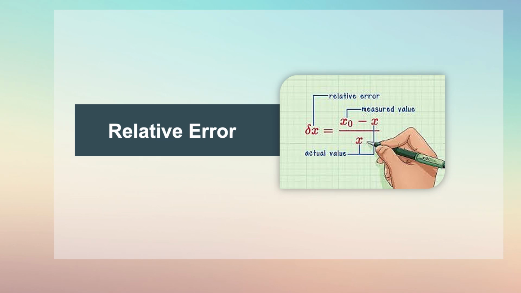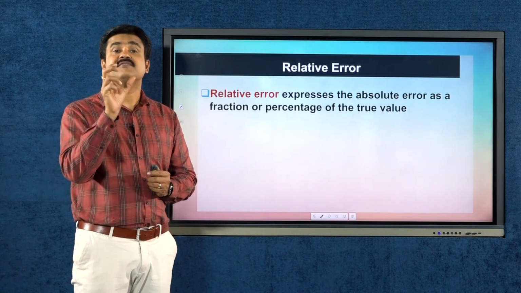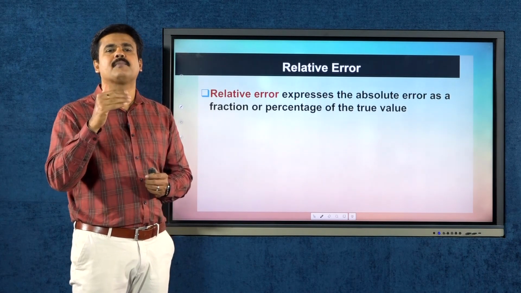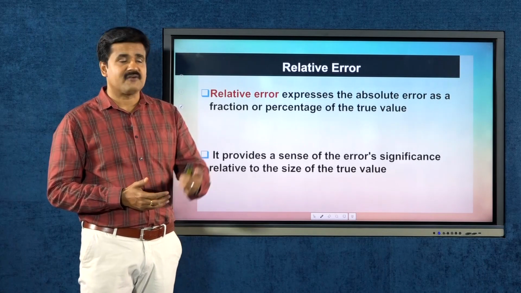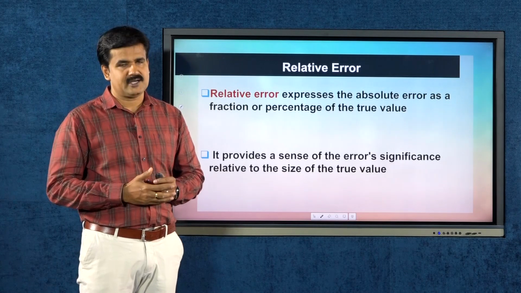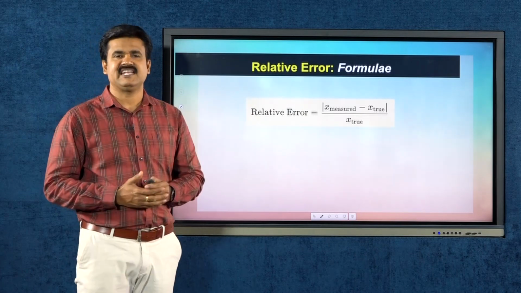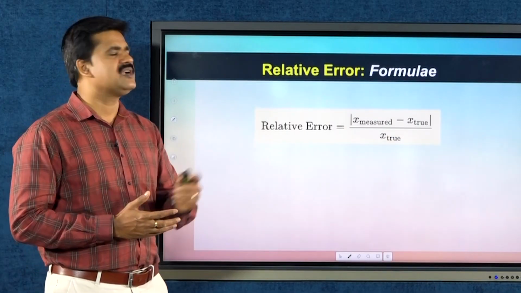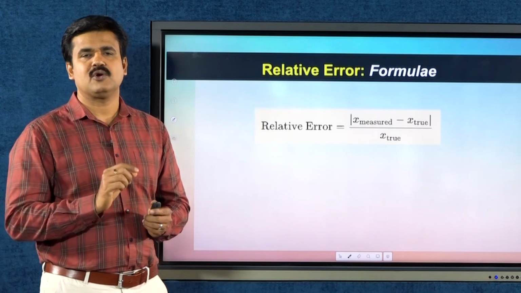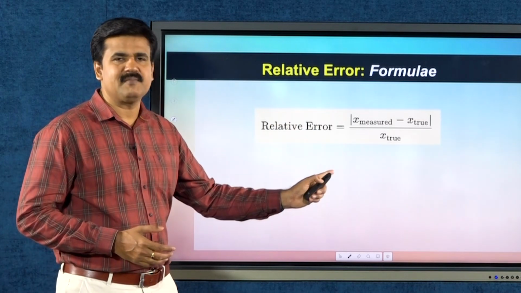Moving on to the next concept, another method to express accuracy, which is nothing but relative error. Relative error expresses the absolute error, that is the difference between observed and actual value, as fractions or percentages of the true value. It provides a sense of the error's significance relative to the size of the true value. Now, the relative error is represented mathematically like this: modulus of x measured minus x true divided by true value. You know the numerator is equal to absolute error. So, relative error is equal to absolute error divided by true value.